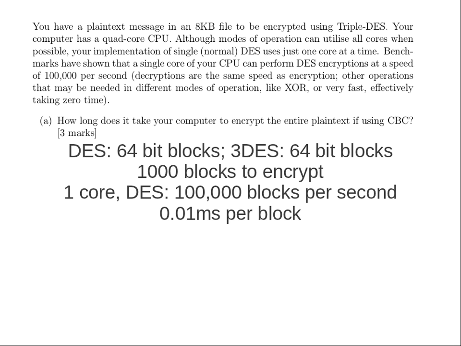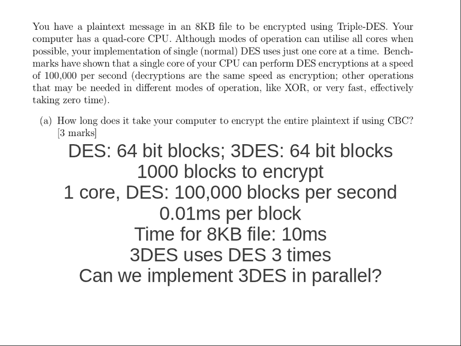How long does it take? So then you need to find out the time for an 8 kilobyte file: 1,000 blocks at 0.01 milliseconds per block, 10 milliseconds for the entire file. Triple DES uses DES 3 times. So instead of 10 milliseconds, it needs to be 30 milliseconds because it's 3 times.